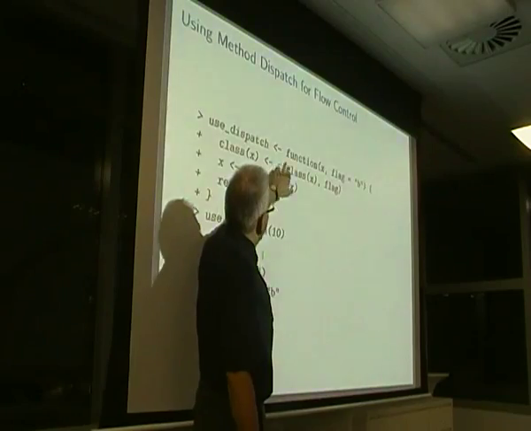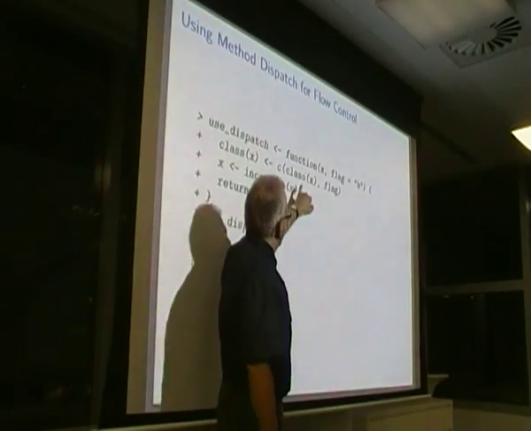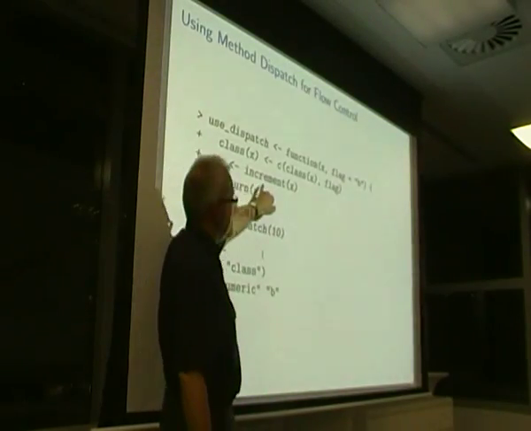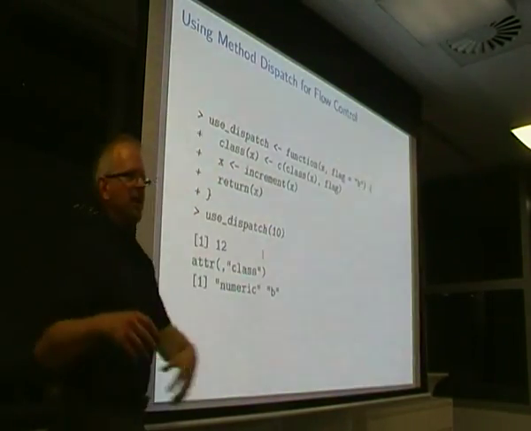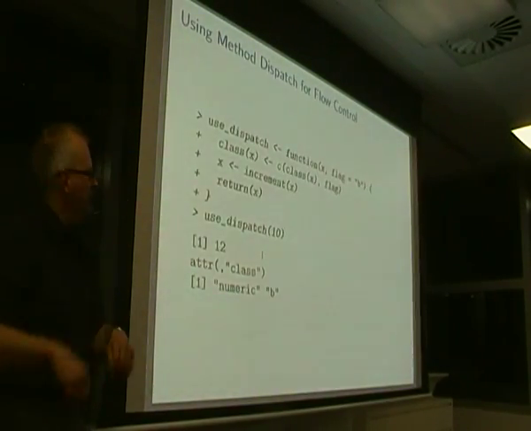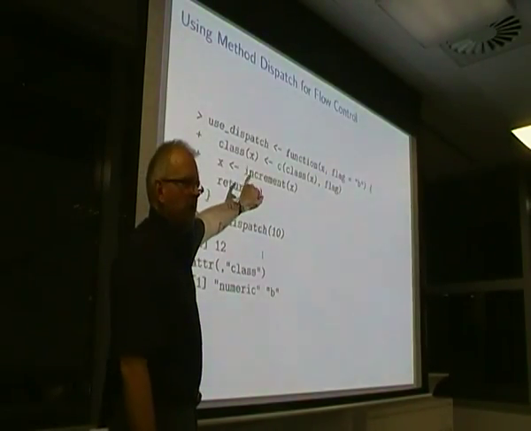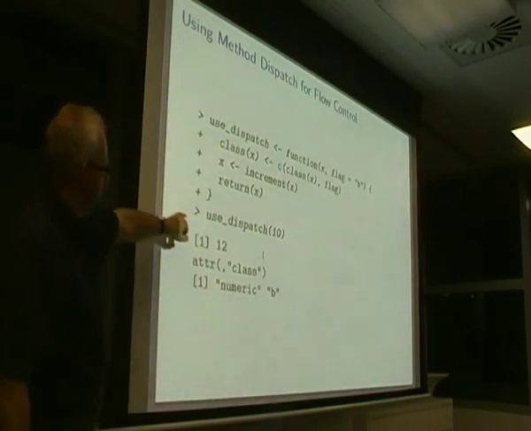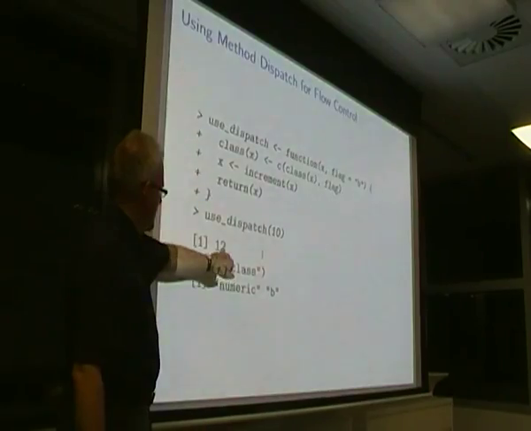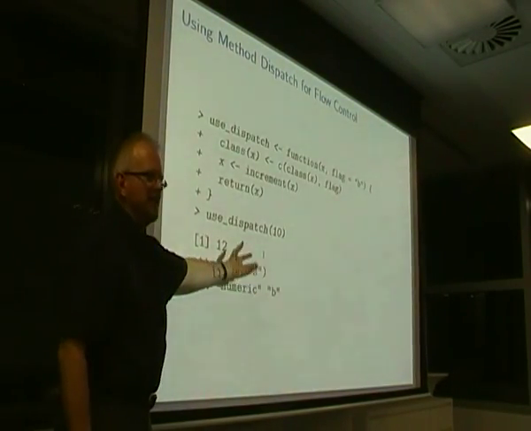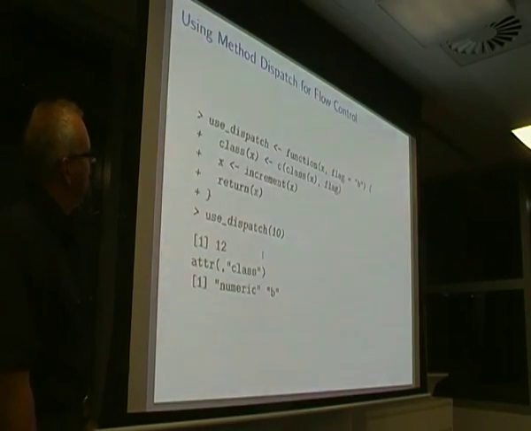First of all, you take the argument x and you assign the flag to its class, and then just call increment. And instead of the if-then-else construct handling the control, method dispatch handles the control. And if I run this, use dispatch 10, I get the number 12, and it's got certain attributes as well, which is a consequence of what I've done.